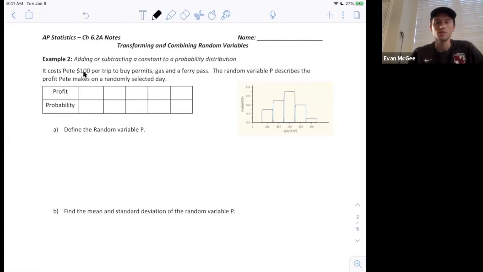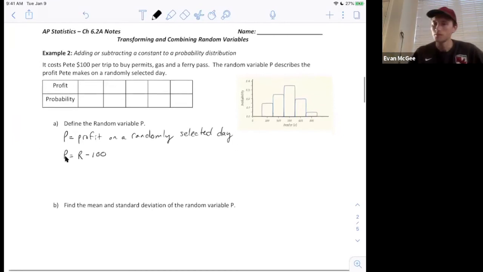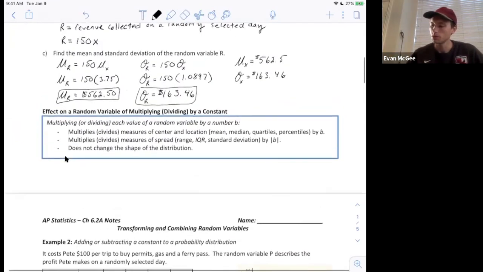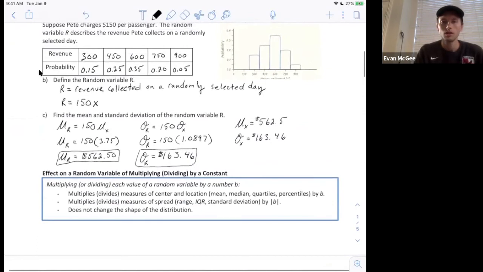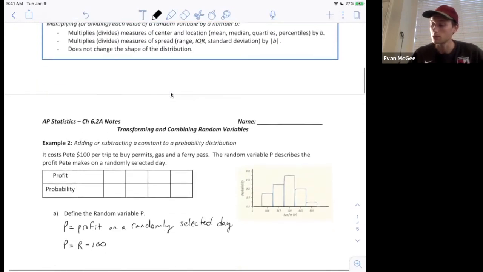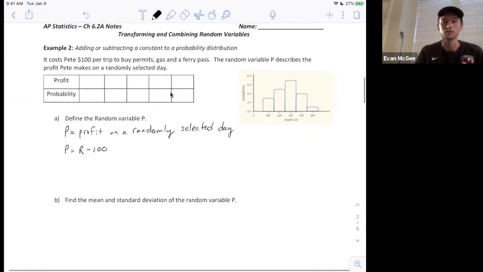You can see his expenses are $100 per day or per trip. So we can define the random variable P as R minus 100. If you remember from the previous distribution, his revenue is 300, 450, 600, 750, 900. So we'll subtract 100 from each of these because that will take out his expenses of buying the permits in the past.